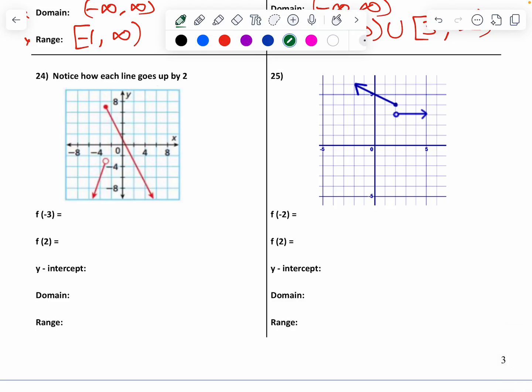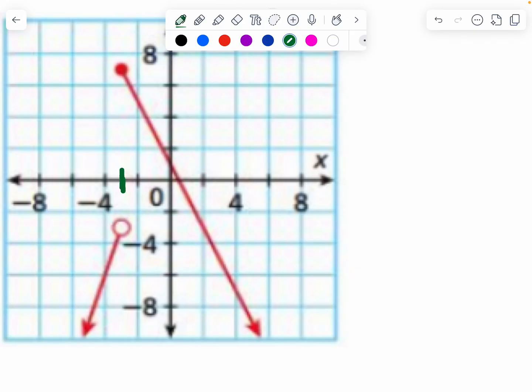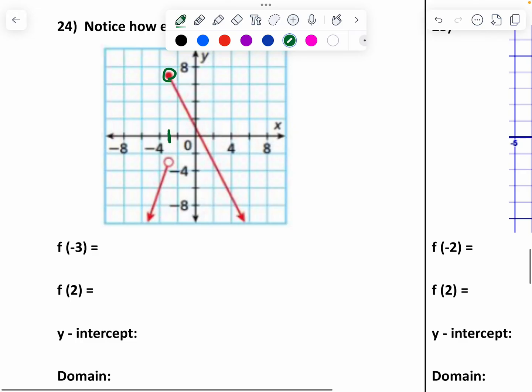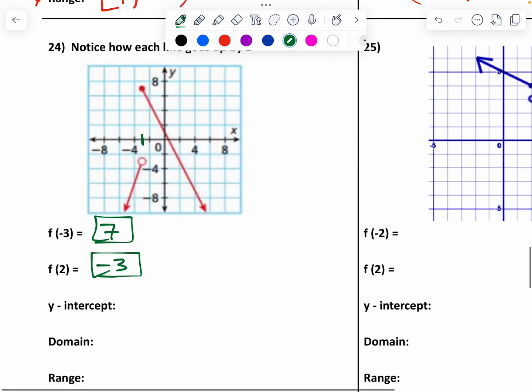We have -3. Looks like -3 is right here. So the one that's included is up here. Looks like that's going to be 7. And 2 is right here. So that looks like it's going to be right here, which is -3. Okay. And then y-intercept, it crosses about right there, which is +1, so 0, 1.